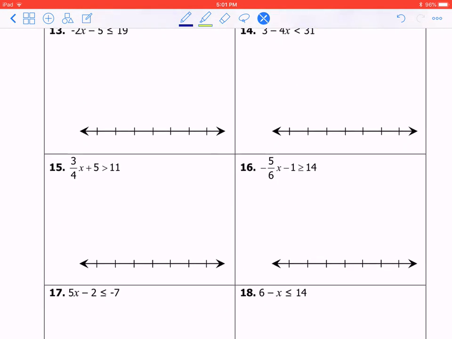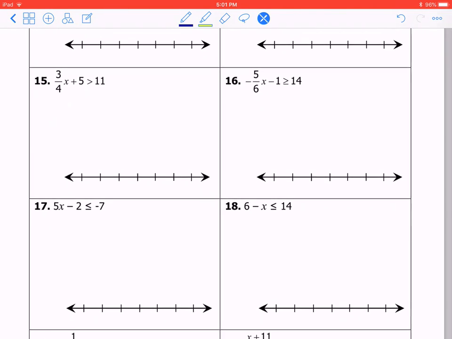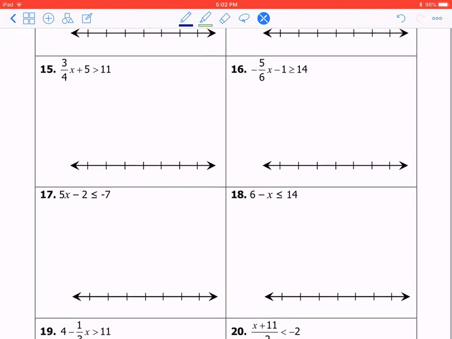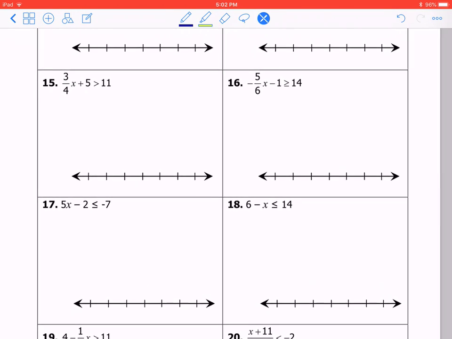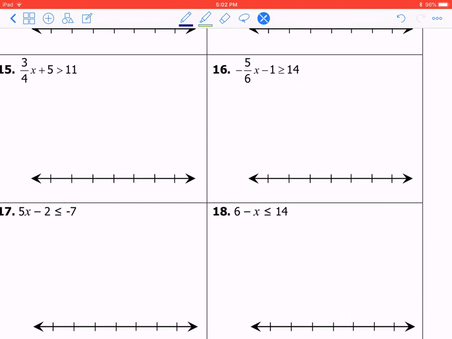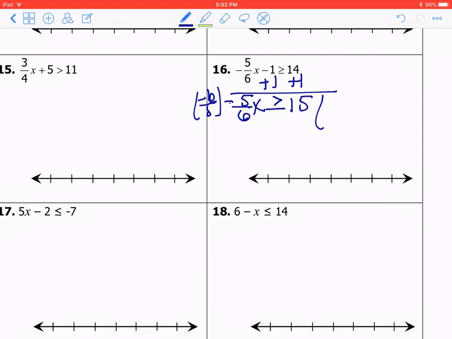Alright, let's go ahead and do number 16, and then we'll do 1 or 2 at the bottom. So for 16, we're going to start it off the same. We have negative 5 over 6, subtract 1, so we're going to add 1 first. We have 15, greater than or equal to symbol, and this negative fraction. To get rid of a negative fraction next to a variable, you need to multiply by the reciprocal, so negative 6 over 5, and negative 6 over 5 here.